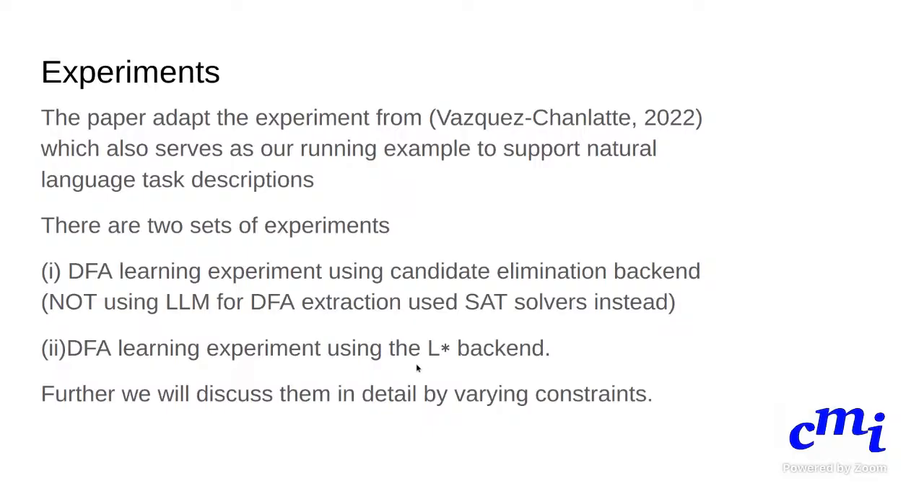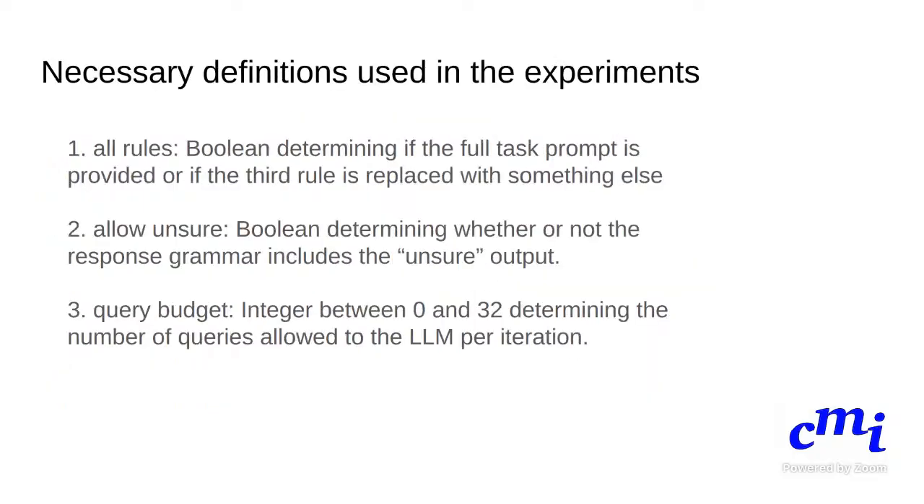So, and then they have varied some constraint: whether you are allowed to use yes, no, or unsure, and whether you are given all the rules, or if you have forgotten something. So we'll just look at the necessary parameters.